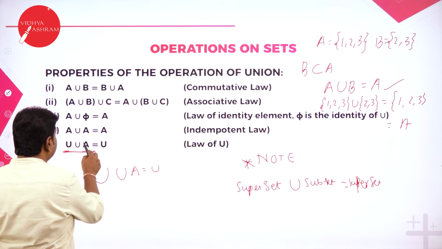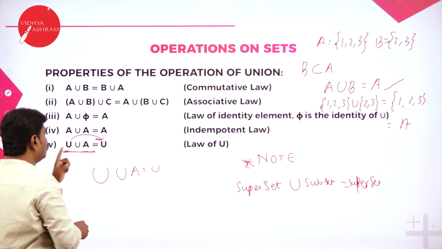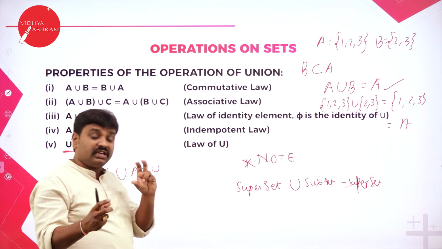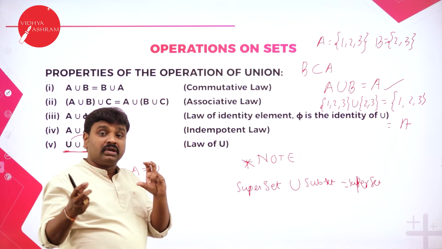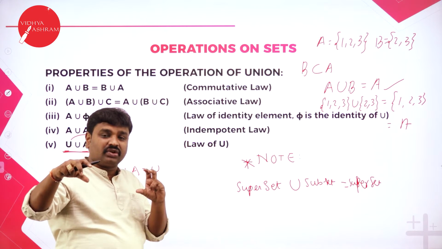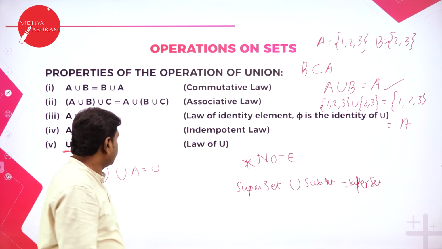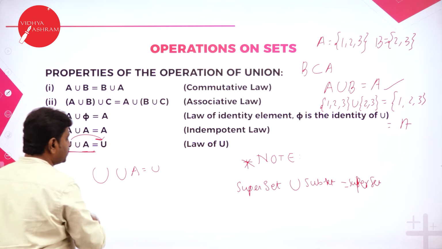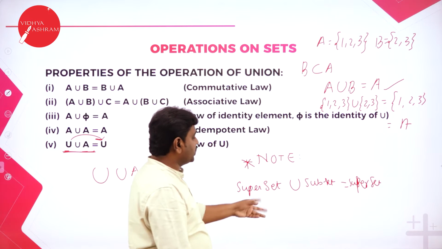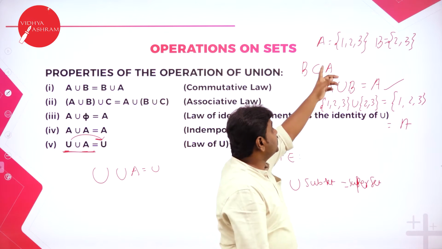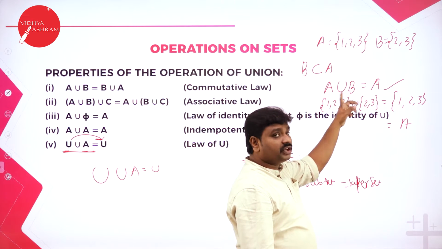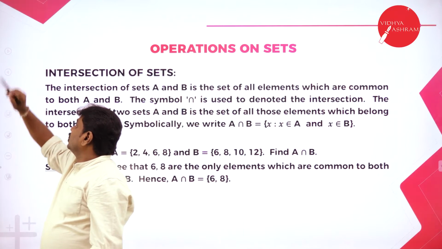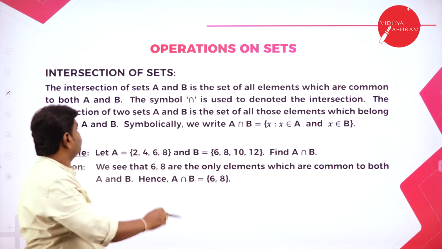So U union A gives you U, because U is the big set and A is the subset. So a set union its subset gives you the given set. So U union A is U. Universal set union a given set gives you the universal set. Superset union subset is superset. Big set union its subset gives you the big set. That's it. Simple.